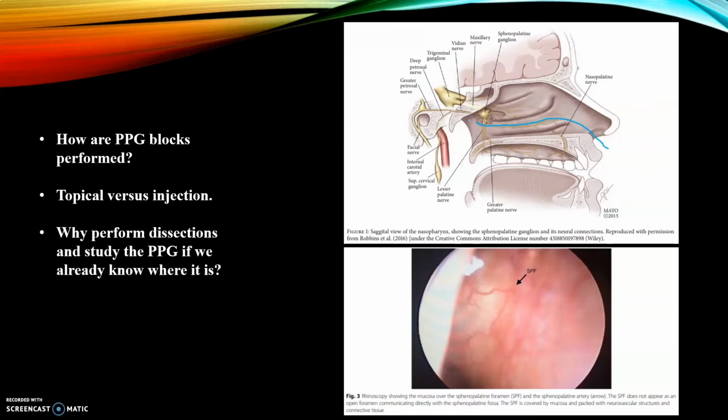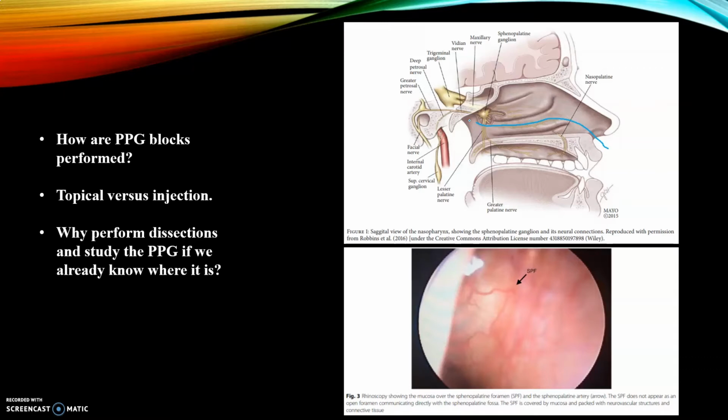The advantage of the blocks when you use an injection is that you typically get a more complete block of the ganglion. So if the patient was having a more severe condition, sometimes they would do a formal injection. They're typically longer lasting. So with a topical application, most often you expect 4 to 8 hours for that block to be effective, whereas with injections it can be 12, 13, or sometimes even greater, depending on the concentration and the anesthetic used.